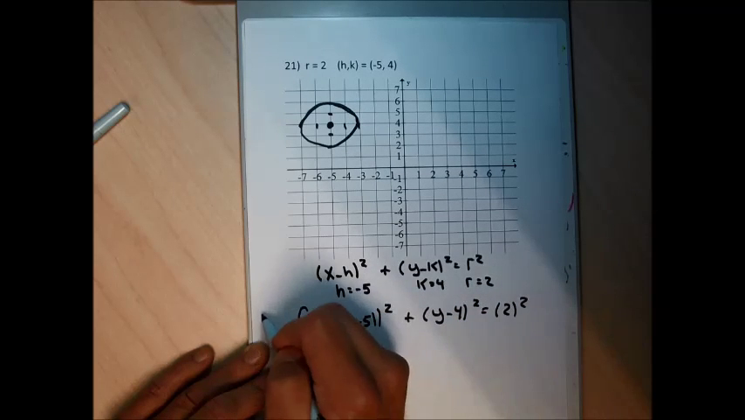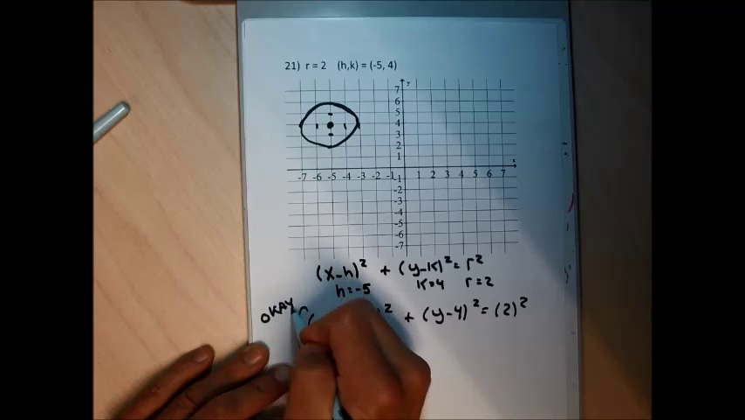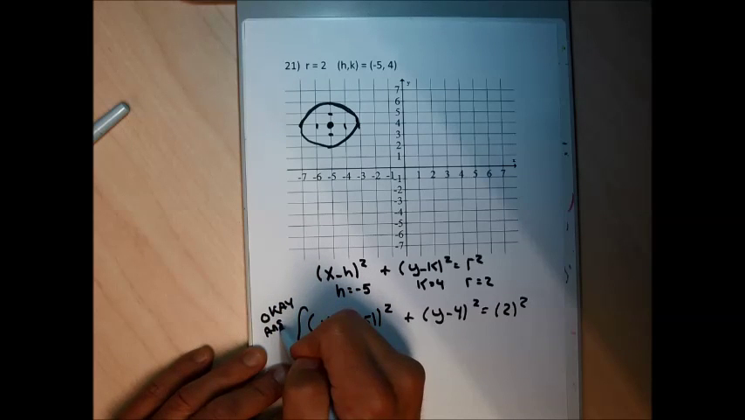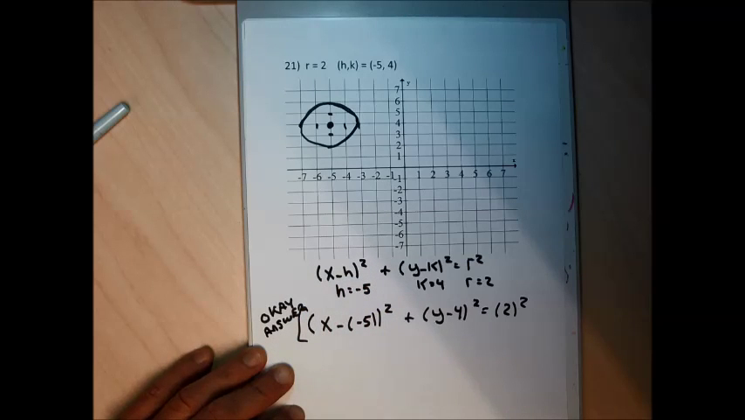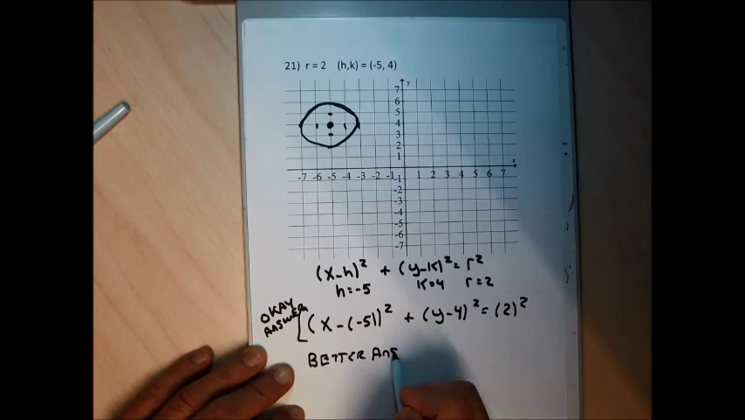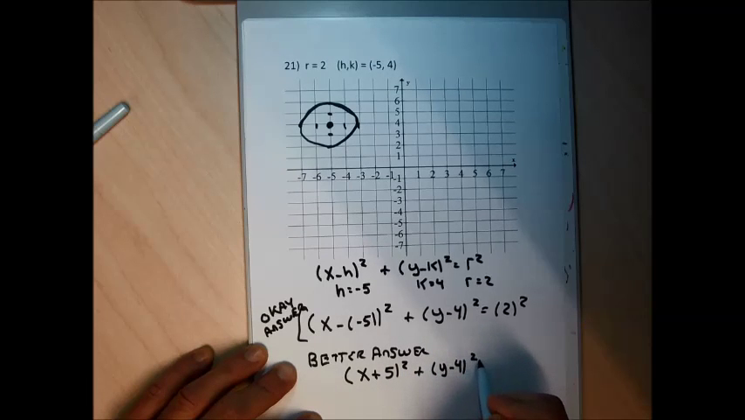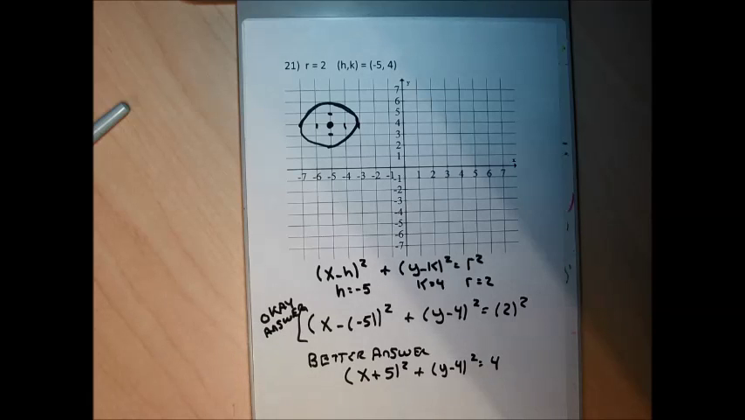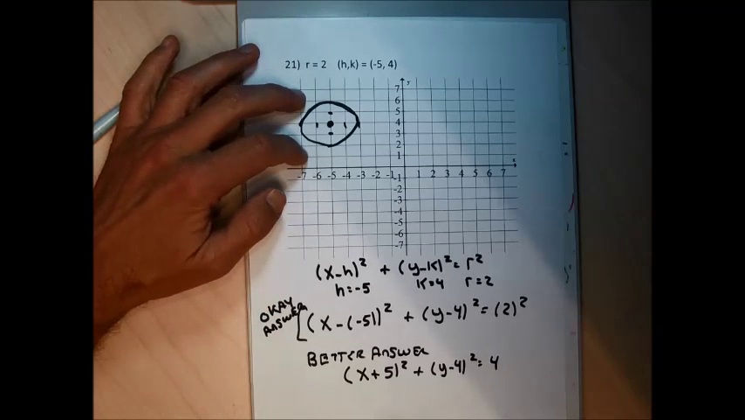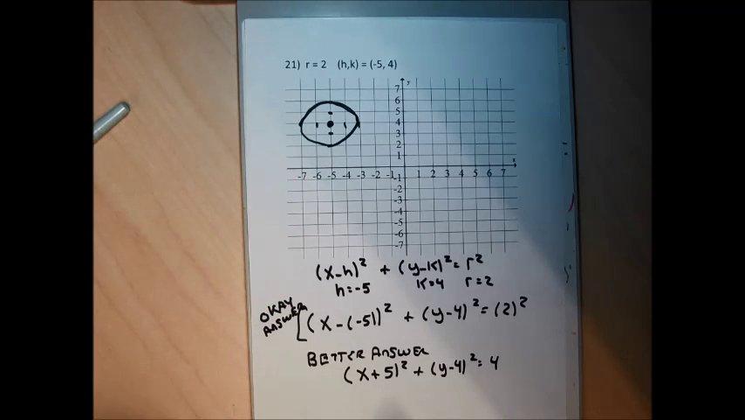And again, this is an okay answer, as that is exactly the equation of that circle that I drew. But a better answer would be to get rid of that double negative in the first parentheses and get rid of that exponent to the right of the equal sign. So a better answer would be (x plus 5) squared plus (y minus 4) squared equals 4. Both of them have exactly the same graph, and they're supposed to be circles.